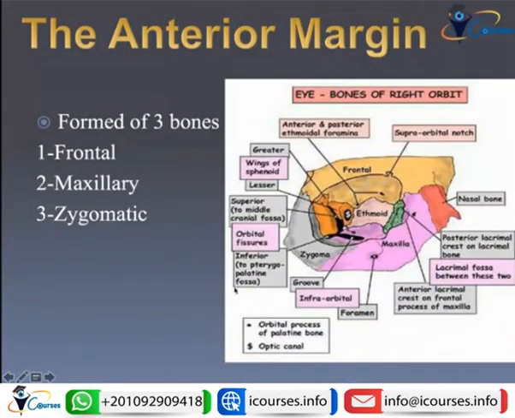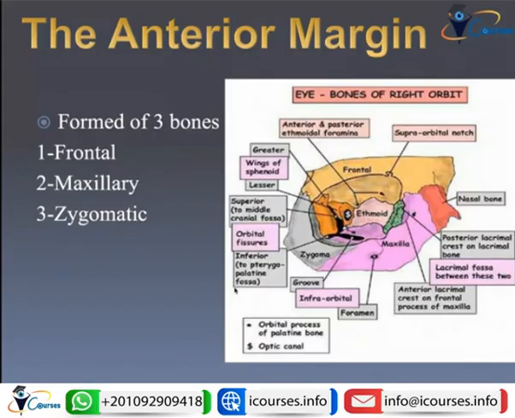So what will be our strategy in the orbit? What shall we study? What is important in the orbit is to know every structure. So you need to know the anterior margin, the roof, the floor, the medial wall, and the lateral wall. You need to identify each one of them, know the bones that make each one, and know the important anatomical structures related to each one. Once we finish them, we will need to know some important data about the foramens and the fissures of the orbit, and this will be the end of the orbit.